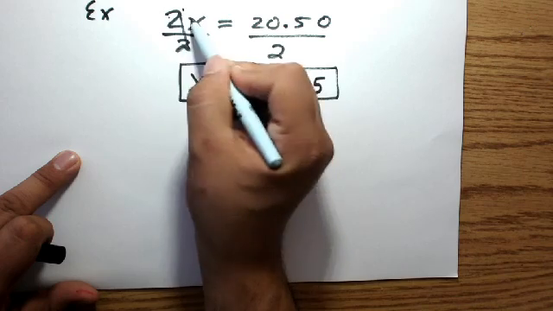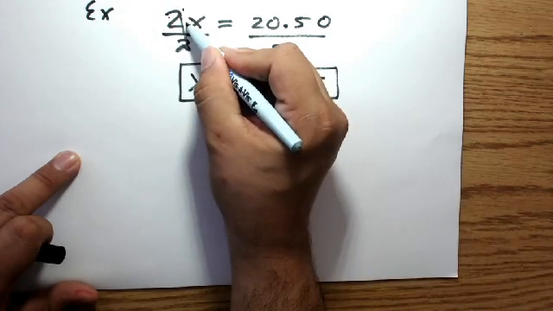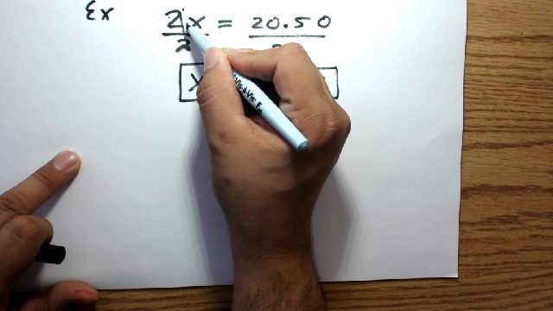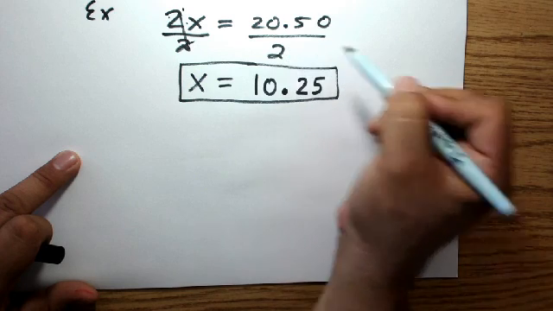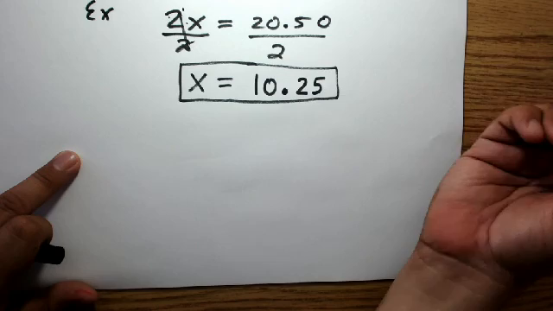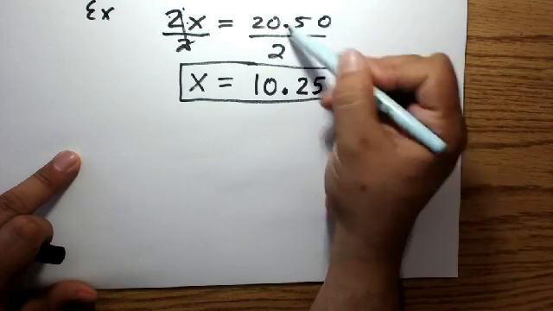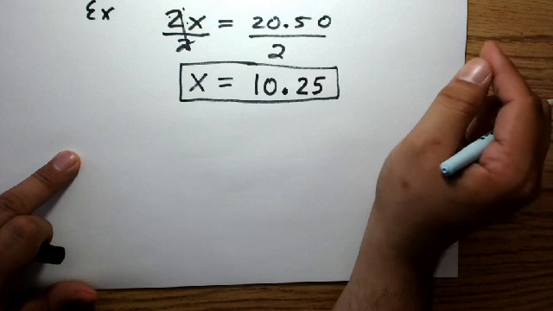There's 2x equals 20.50. So you're multiplying, right? What's the opposite of multiplying? So we divide by 2, divide by 2. You could put over 1, but since this is not a fraction, I didn't put it. It wasn't necessary for me to do that.